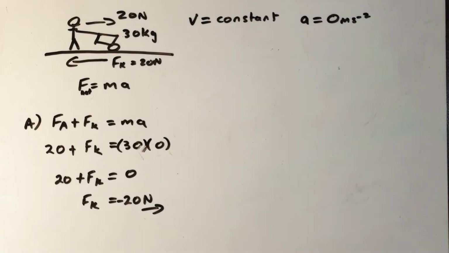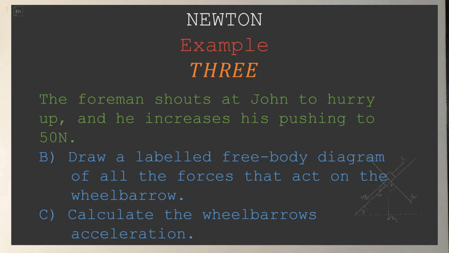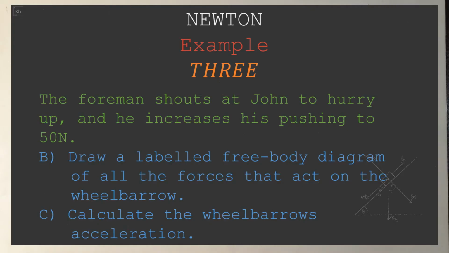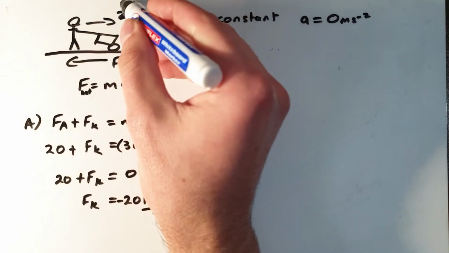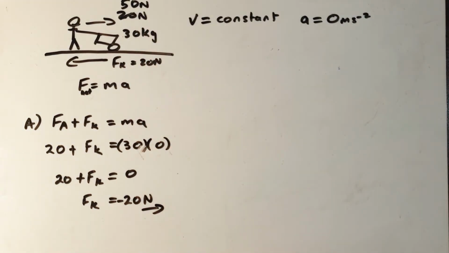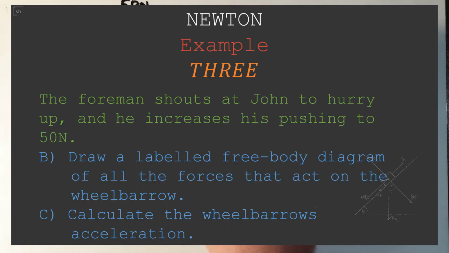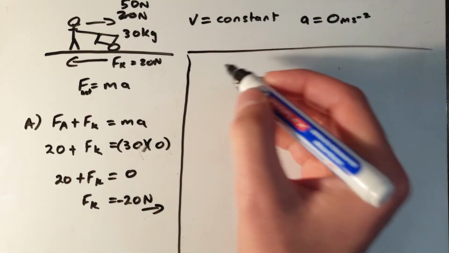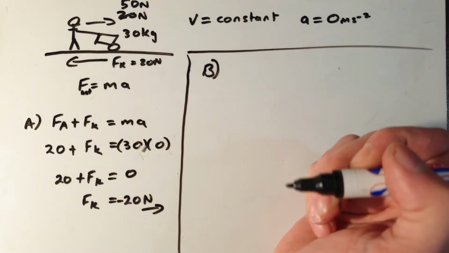Then the foreman shouts at John to hurry up. So we're telling John here to hurry up. And he increases his pushing force to 50 newtons. Firstly, we need to draw a labeled free body diagram. So let's do that. This is for question B now.